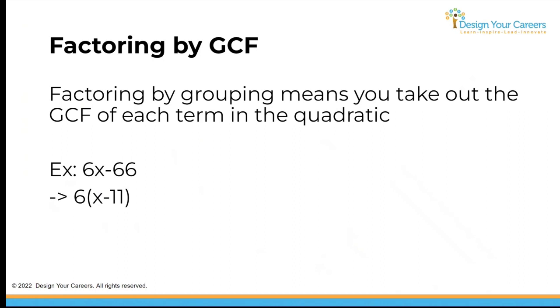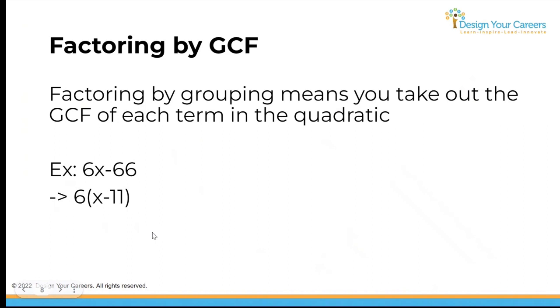So now that we know what a GCF is, we can learn how to factor by GCF. This means you factor out or take out the GCF of each term in the quadratic. So take, for example, the polynomial 6x minus 66. So first, let's identify the 2 terms. That would be 6x and then negative 66. So now we need to factor out the GCF. Keep in mind that you can also factor out variables like x, but you can't do that for this one because there's not an x here in the second term.